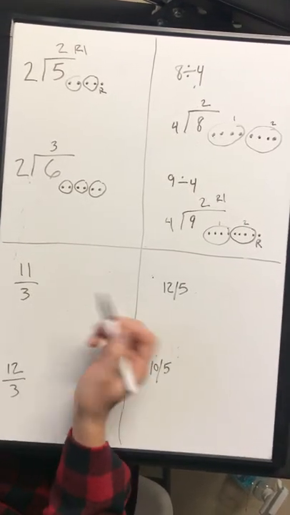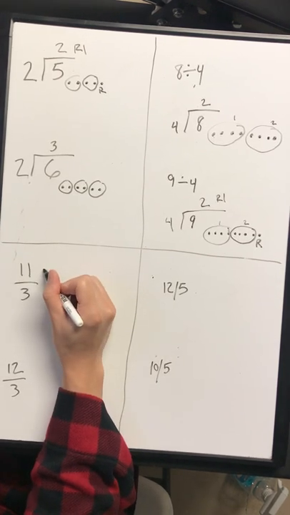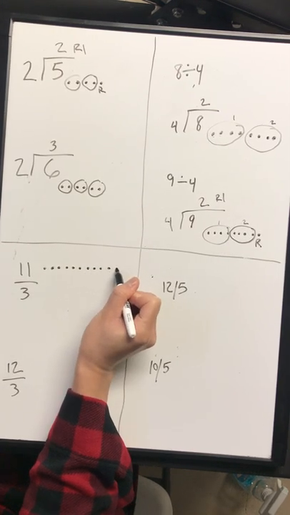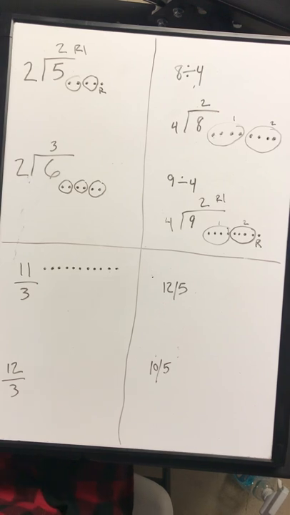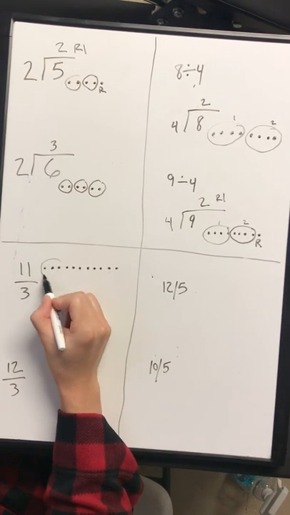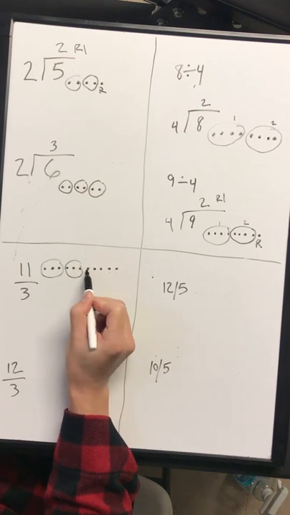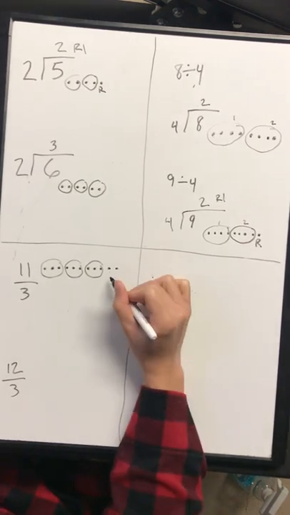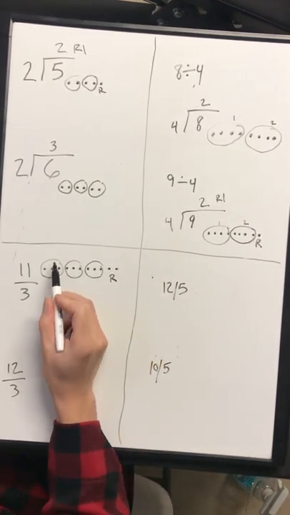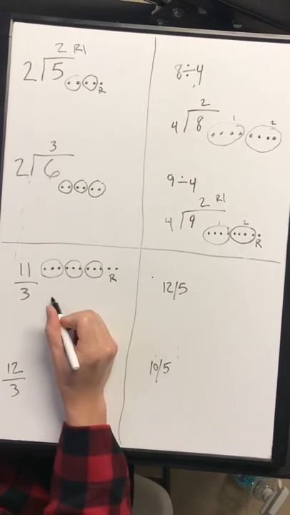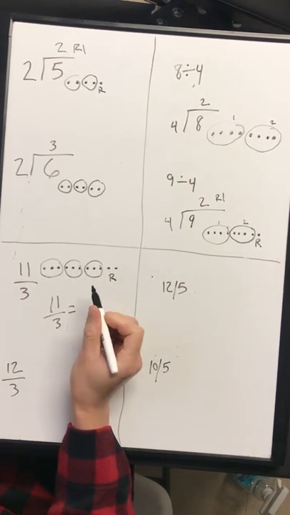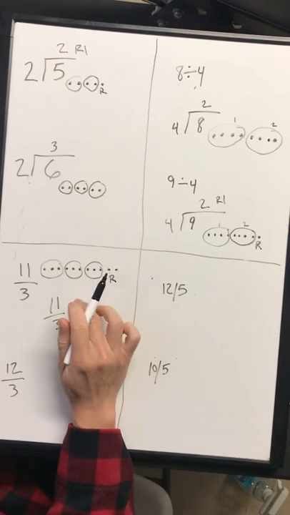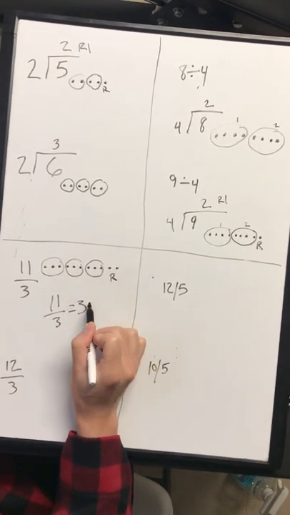11 divided by 3. Gonna put my circles down, 11 circles. 1, 2, 3, 4, 5, 6, 7, 8, 9, 10, 11. Now I'm gonna count it 3 times and circle it. 1, 2, 3, circle. 1, 2, 3, circle. 1, 2, 3, circle. 1, 2, I can't count it for a third time, so this one's gonna be my remainder. Now I got 3 groups, 1, 2, and 3. So I'm gonna put my groups right here, 3, and I got a remainder 2.